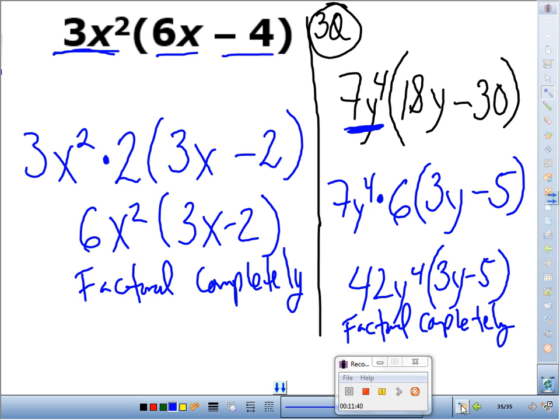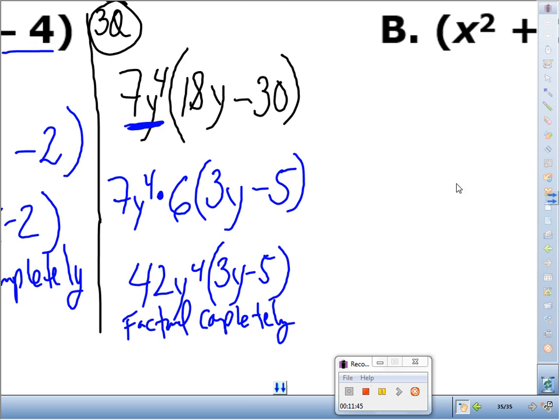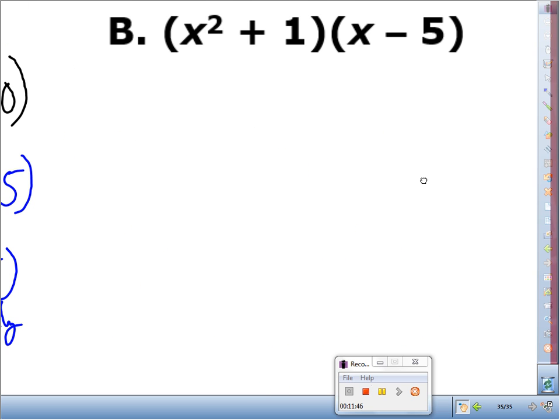Example 3B. Yeah, 3B. Copy this one, please. Example 3B: parentheses, x squared plus 1, close parentheses, open parentheses, x minus 5. All right, let's do this one together.